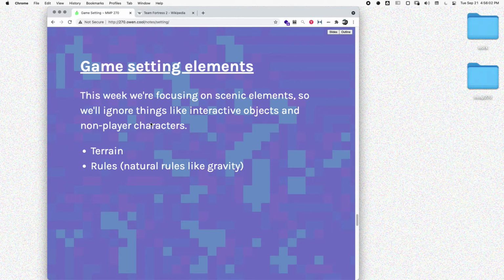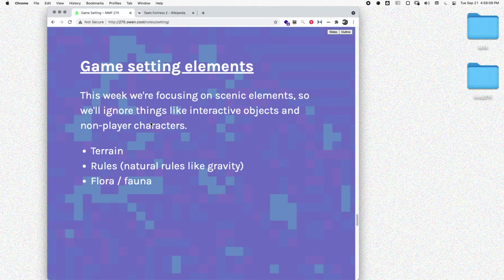So if we're in space, things are floating around. If we're not in space, then things are sticking to the ground. Basic stuff like that. Flora and fauna are another aspect of the setting that we can use to communicate different parts of our world. Flora means plants, basically, and fauna means animals. Flora are things that are typically standing still, like trees or bushes or grass. And fauna might be moving around to give a sense of life or things happening in the game.